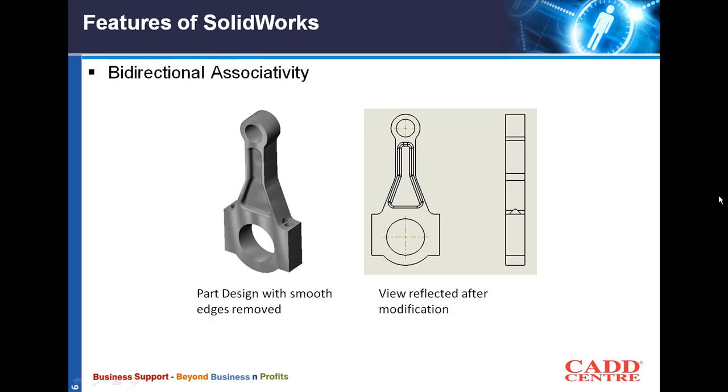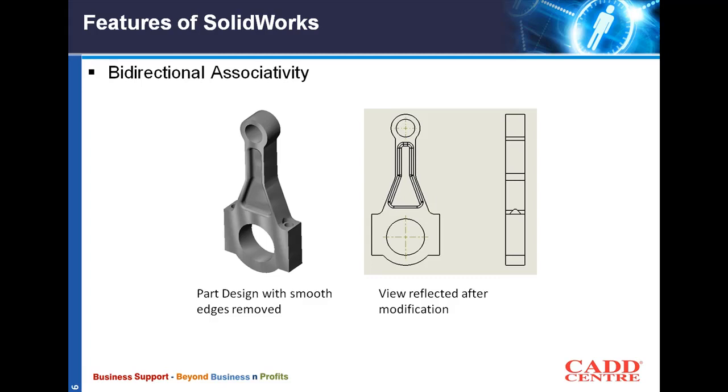So if he has this feedback, and now if you want to modify the sharp edges, he will blend it using a command called round. If we apply the round, immediately that will be reflected in the drawing also. This is what we call bidirectional.